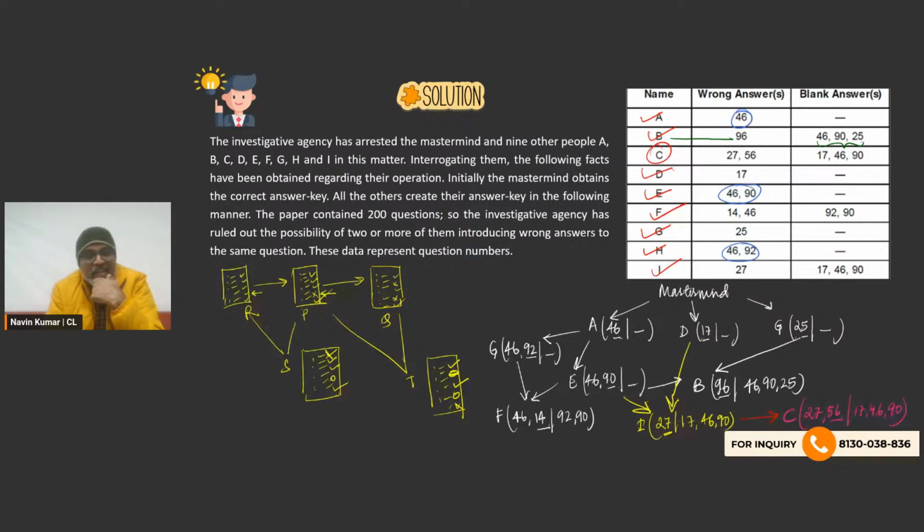Because if he copies from A as well, he will see that question number 46 is copied as such, and then there is a change there. So he gives 46 as blank, 90 is going to be blank, 25 is going to be blank, 96 is going to be blank. So B.